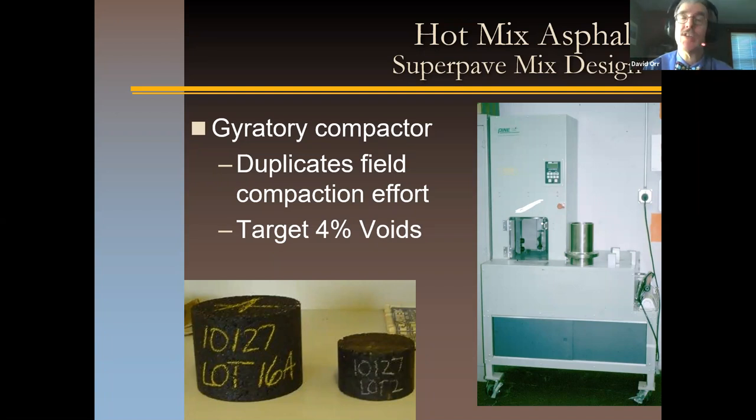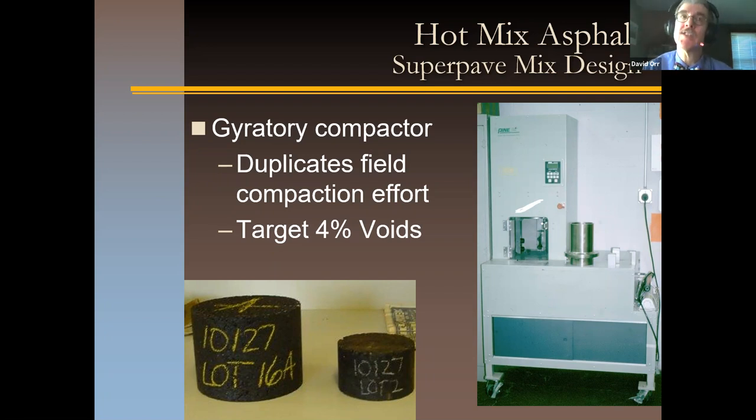And that actually allows you to lower the asphalt amount and you get a denser puck, which is actually closer to what you get in the field. And that's a pretty cool technique. So a lot of times we're targeting about 4%, plus or minus a little bit, depending upon the traffic conditions. Okay, that's what Superpave is, okay?